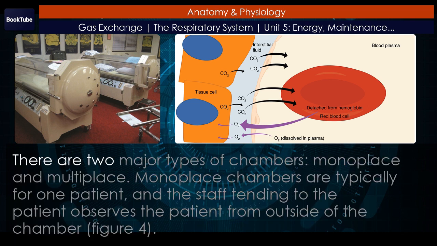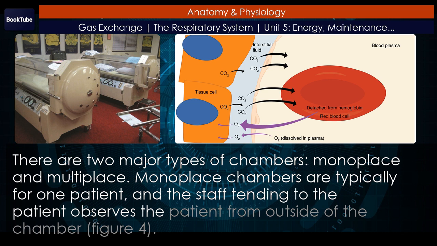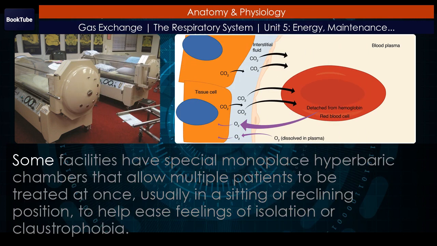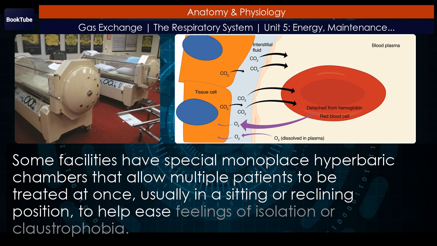There are two major types of chambers: monoplace and multiplace. Monoplace chambers are typically for one patient, and the staff tending to the patient observes the patient from outside of the chamber. Some facilities have special monoplace hyperbaric chambers that allow multiple patients to be treated at once, usually in a sitting or reclining position, to help ease feelings of isolation or claustrophobia.